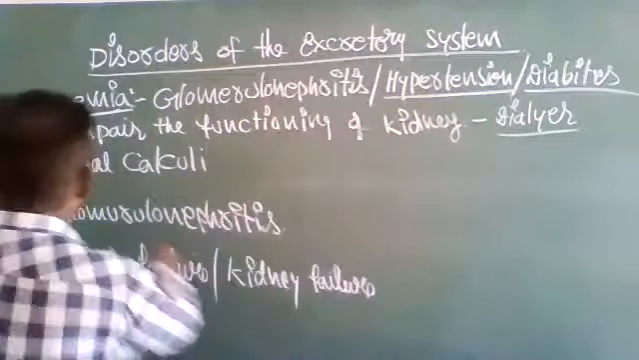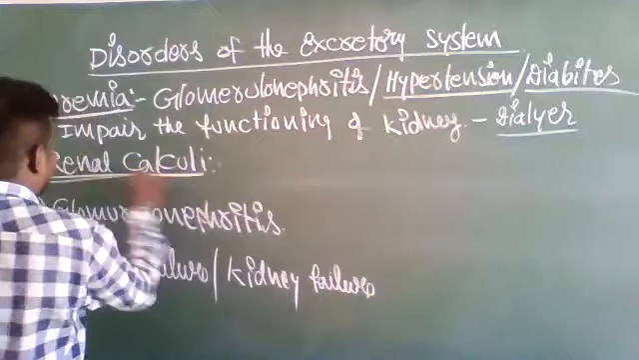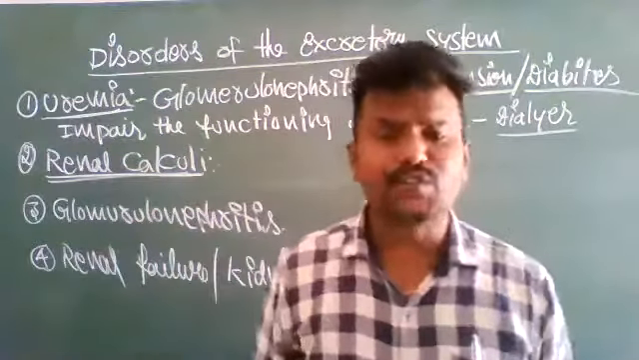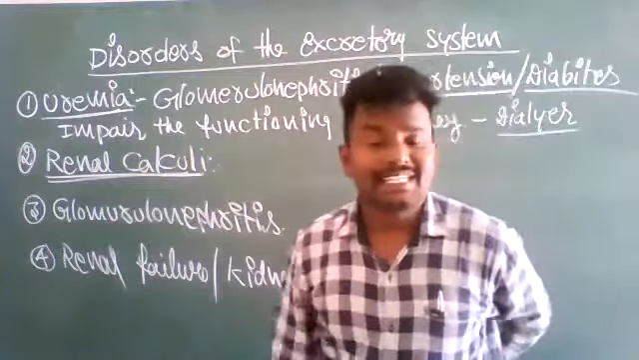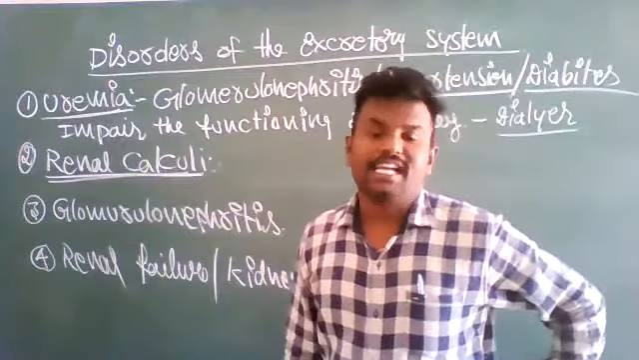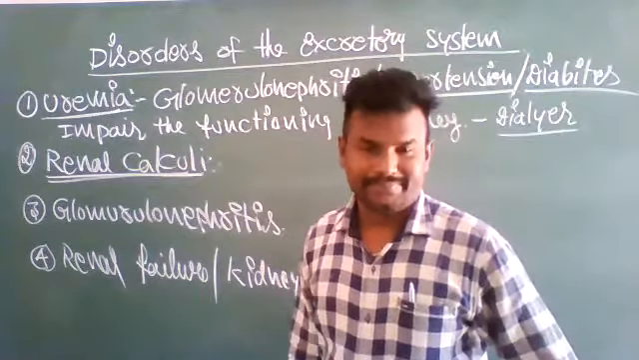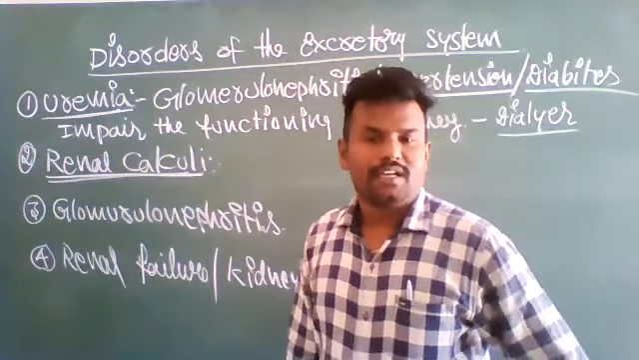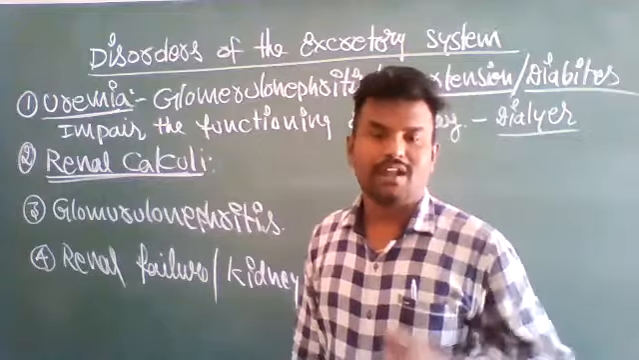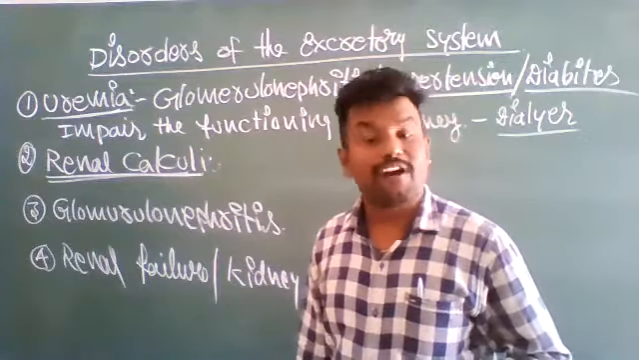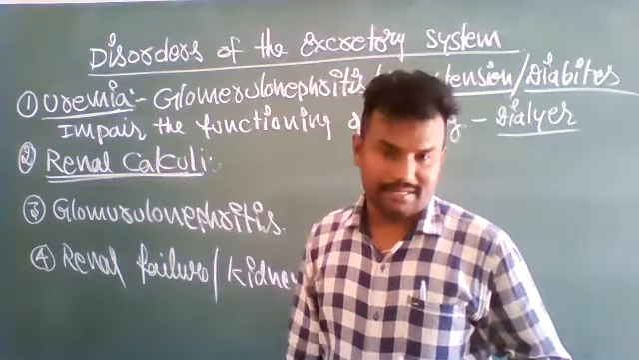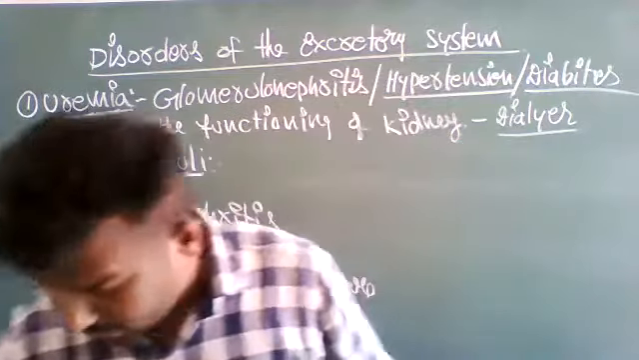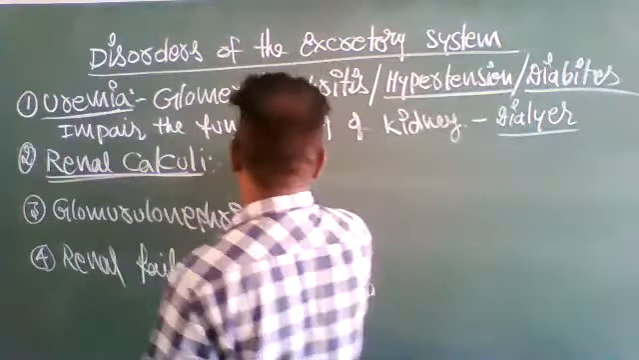Next, renal calculi. It refers to the formation of hard crystalline stones in the urinary tract. Renal calculi are kidney stones, hard crystalline structures formed in the urinary tract due to an excess amount of uric acid.